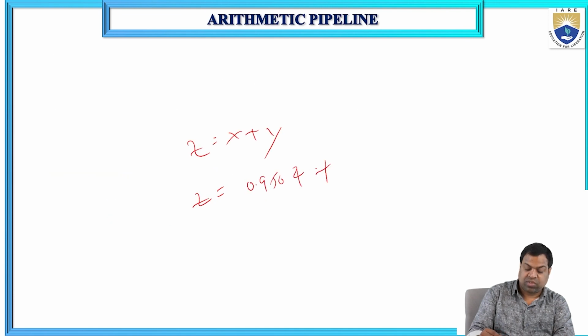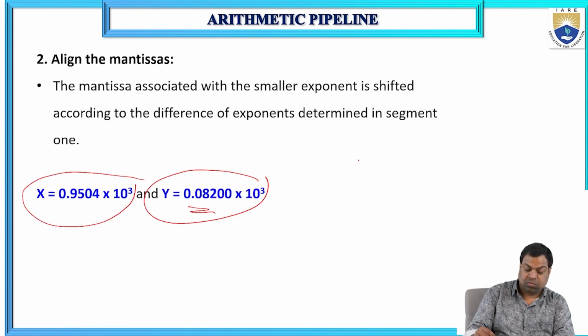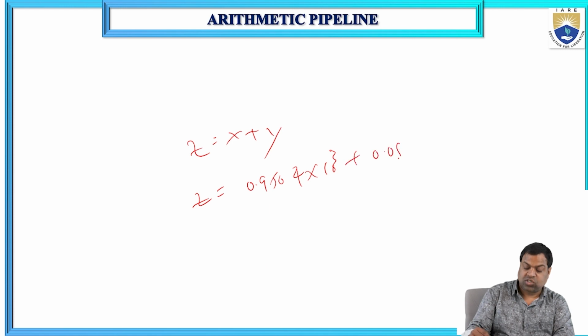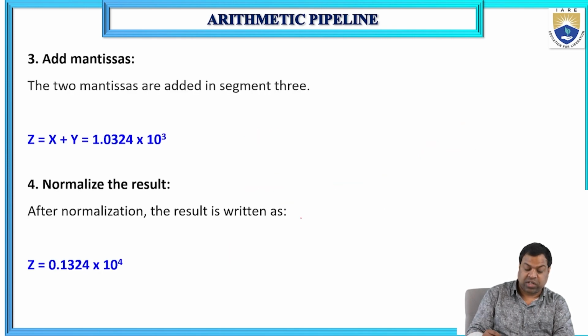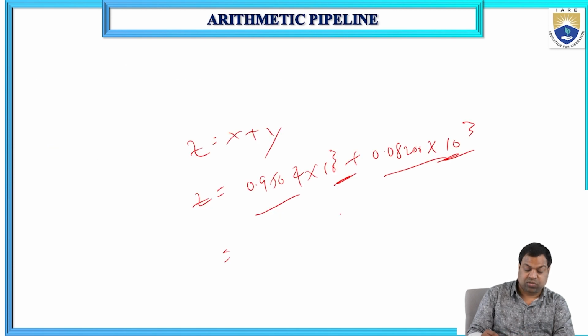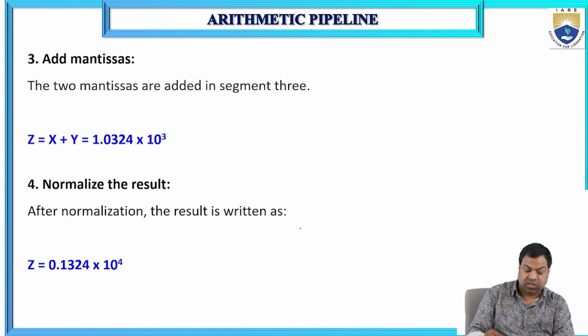0.9504 into 10 cube plus 0.08, 200 into 10 cube. So these exponents are balanced. Now we have to balance this one. So x plus y equal to. So what is the value now? 1.0.